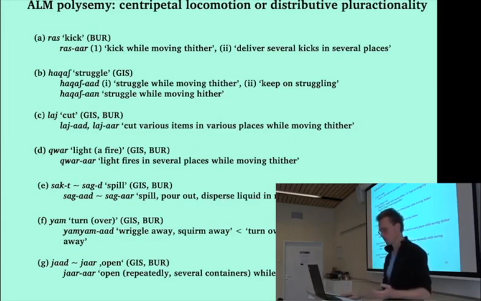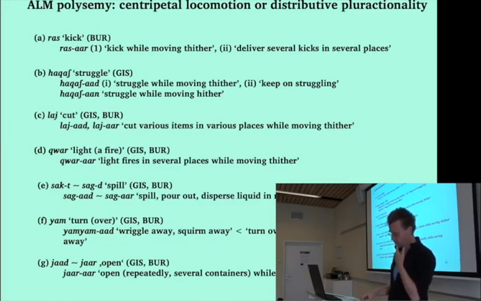presupposes locomotion either on the side of the agent or on the side of the patients. So centrifugal locomotion and repetition of multiple applications to different patients typically go hand in hand. And this type of polysemy is illustrated in 23 in your handout with several verbs. So you see, for example, the centrifugal alm ladjad derived from ladj, to cut, in 23c, which could evoke the image of an agent cutting various items in various places while moving away from the deictic center. So for example, someone clearing a field by cutting trees, bushes and undergrowth, generally following a trajectory heading away from the center.